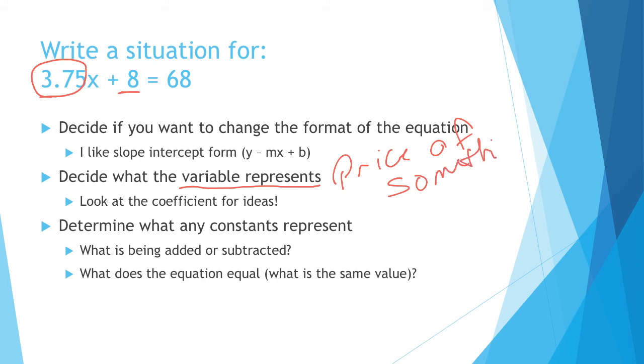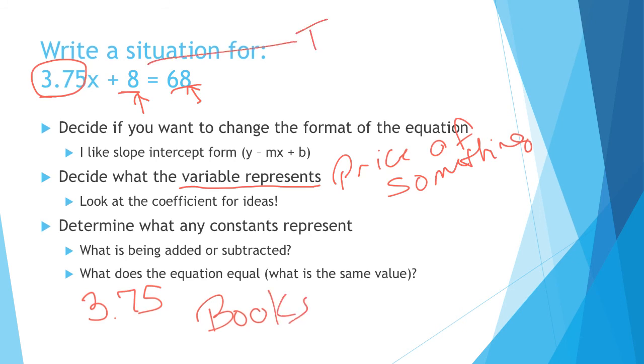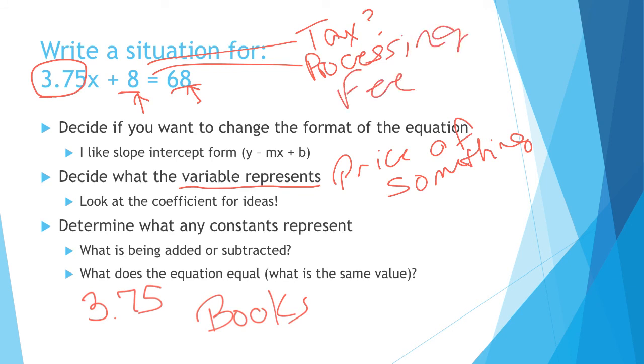Then, what would a plus 8 represent? And we need it to equal 68. So I might say that I spent $3.75 on books. Maybe the $8 is tax, processing, shipping, some sort of fee, because I'm adding it. And then my total spent was 68.